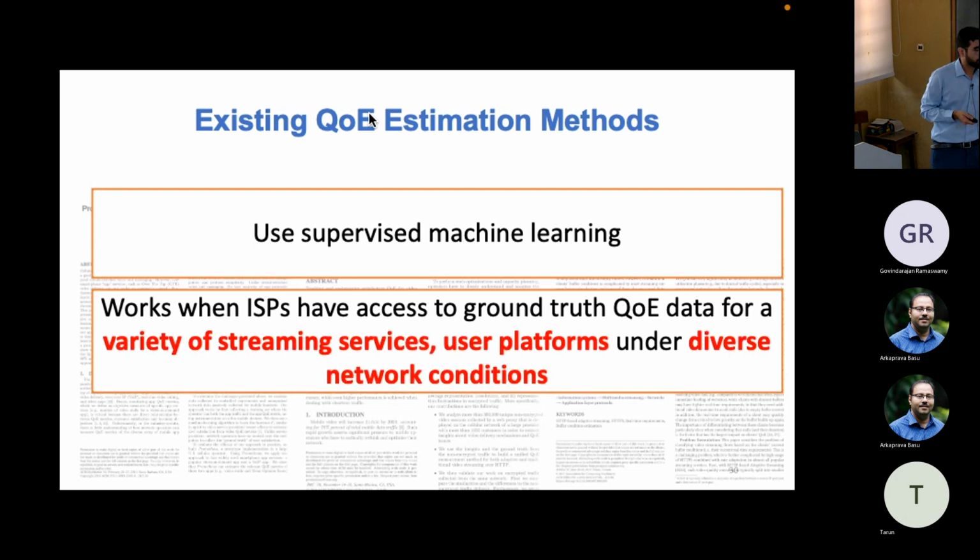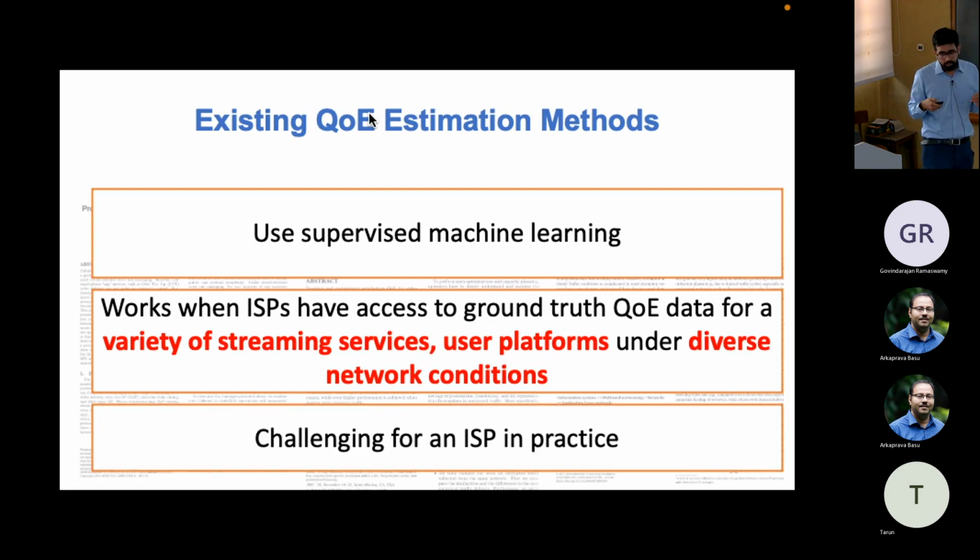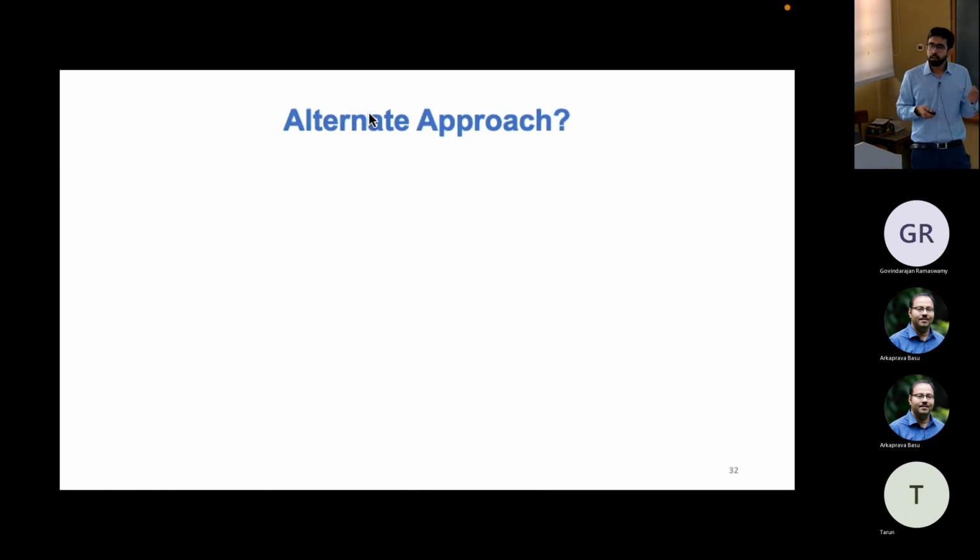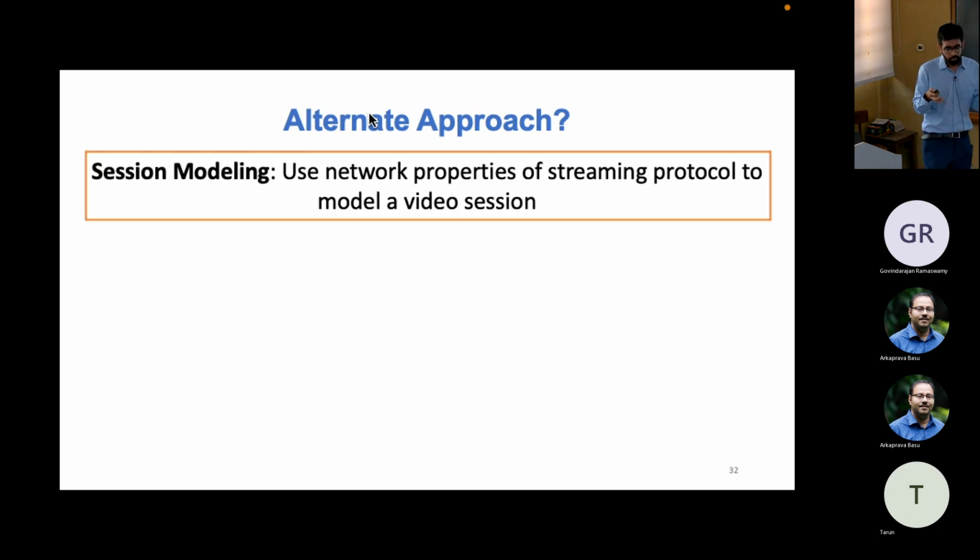But remember that ISPs need to estimate QoE for a wide variety of streaming services, for different kinds of user platforms and network conditions, which makes it challenging to get ground truth data for such conditions. So given this challenge, we consider: is there an alternate approach? Specifically, consider this approach which we term session modeling. Can you utilize the network properties of the underlying streaming protocol to model a video session?